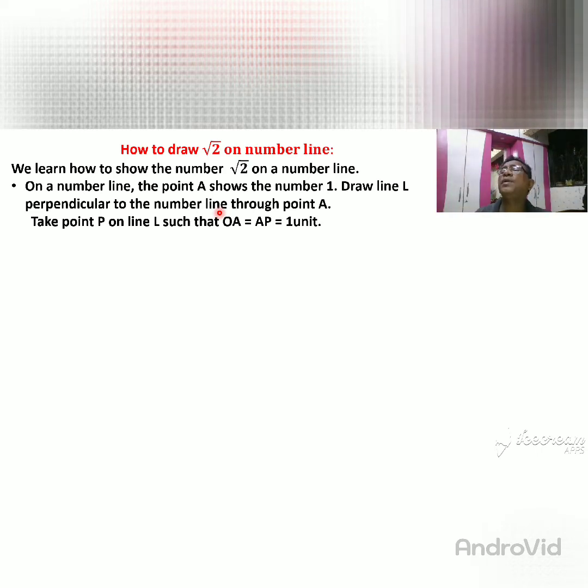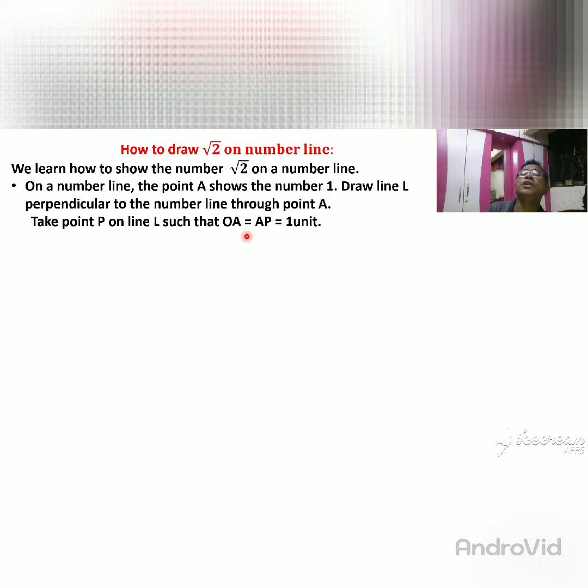If you don't understand with my palm, then this is one pen and this is another pen. These two pens stand in such a way that this position is perpendicular. Perpendicular means they form a 90-degree angle. Okay. So take a point P on the line such that OA is equal to AP. They have said OA is equal to AP is equal to 1 unit.